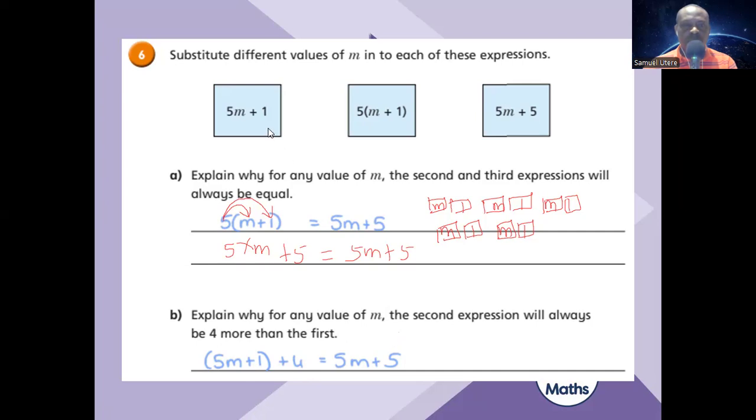Why? Because this is just 5M plus 1. Yeah? This is 5 lots of M plus 1. So when you actually work it out, this is 5M plus 1, which we can rewrite. If we were to rewrite this, we can say, oh well, this is 5M plus 1 plus 4. So you can see this one is this one here, and it's 4 more than that one. Yeah, this one is 4 more than this one. Yeah, okay.